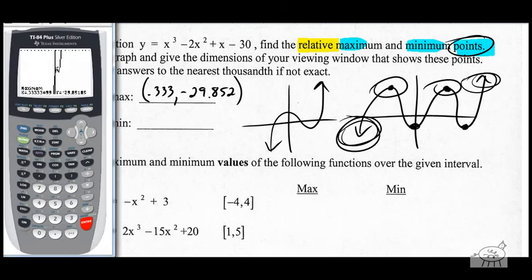All right, so let's go back to our calculator here. And now we're going to find a minimum. So we're going to do the same thing. We're going to do second, calculate, and then minimum, so 3.